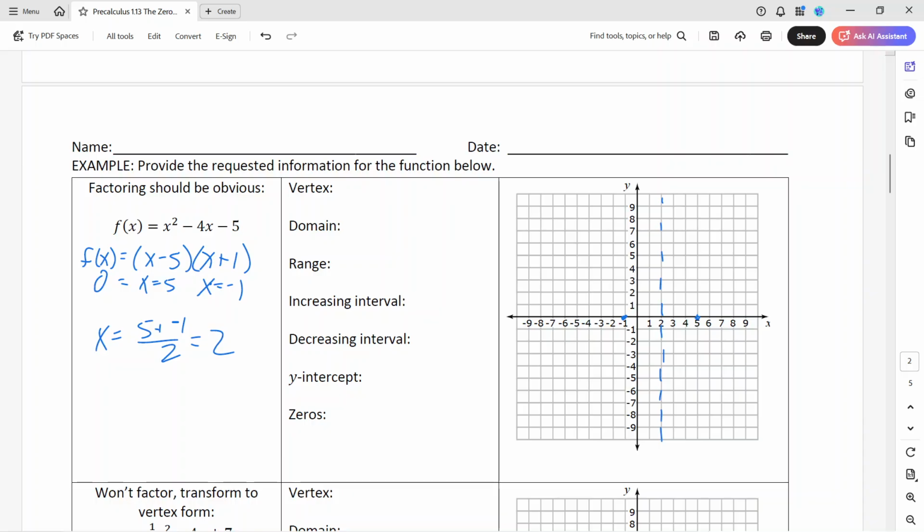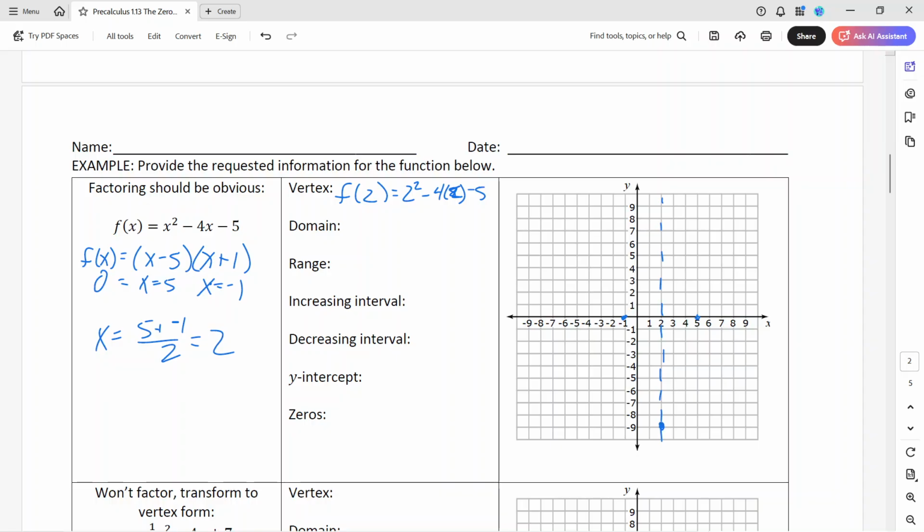So all I need to do is to evaluate at x value 2. So I would get 2 squared is a 4, minus 4 times 2, that's a minus 8, and minus a 5. So 4 minus 8, negative 4 minus 5 is negative 9. So I know my vertex point sits down here at x value 2, y value negative 9.